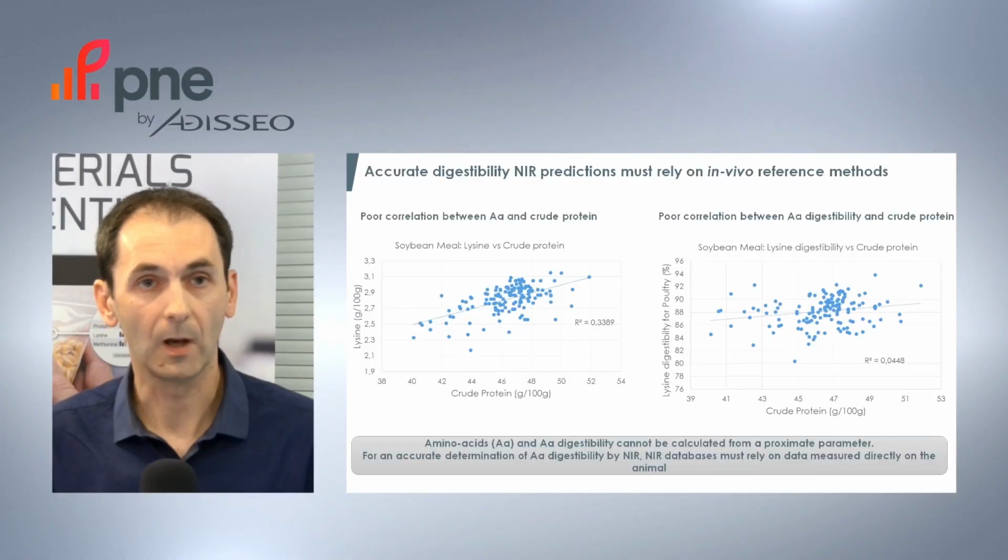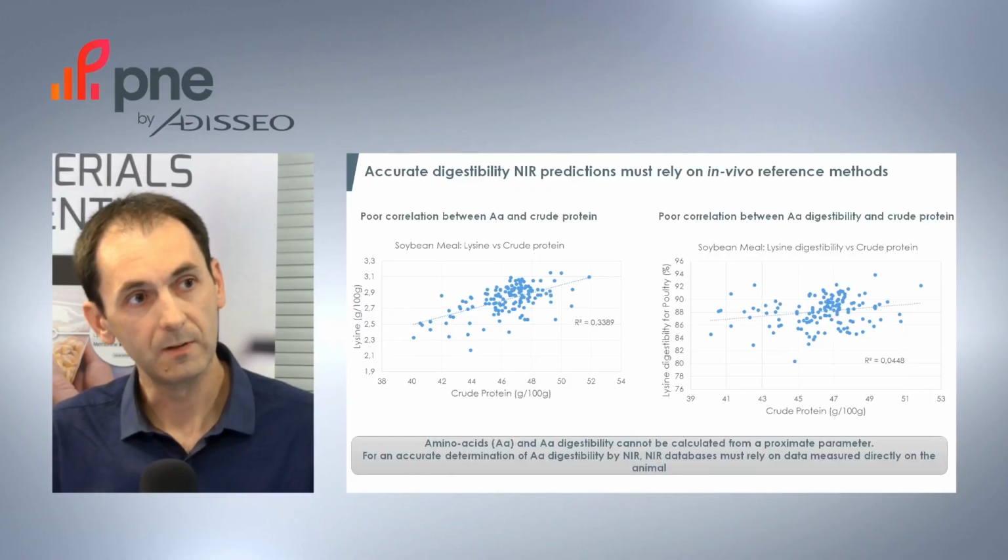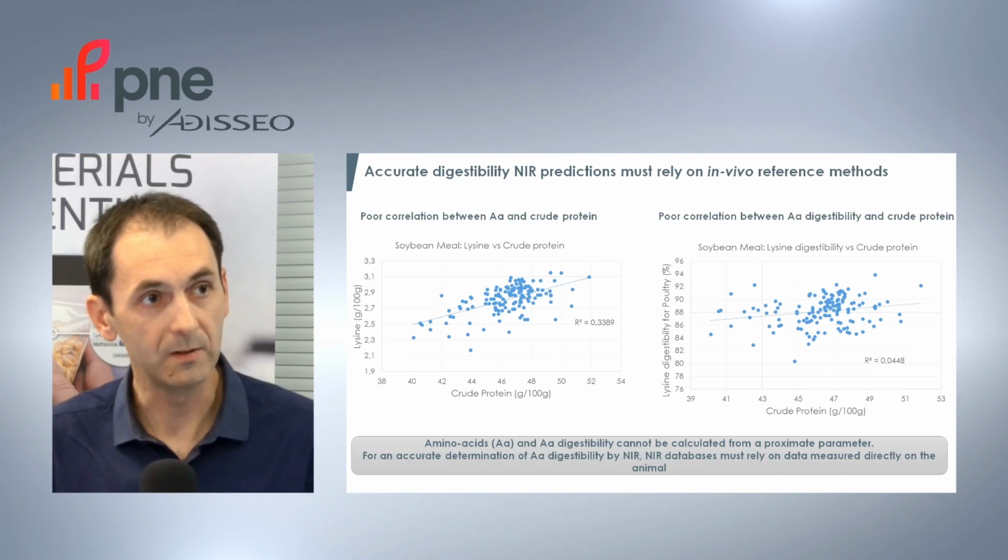And Adisseo organized some assays in their facility to get data directly from pigs and poultry to feed this method for digestibility.